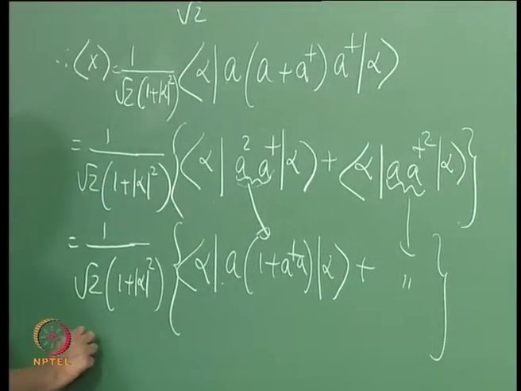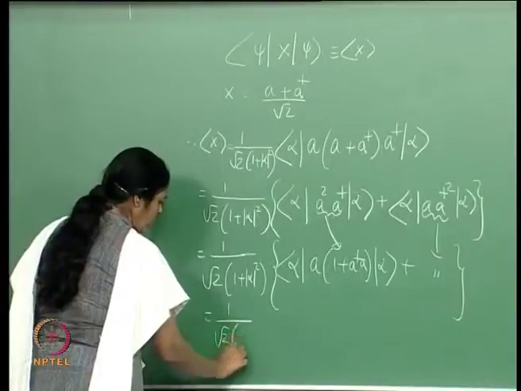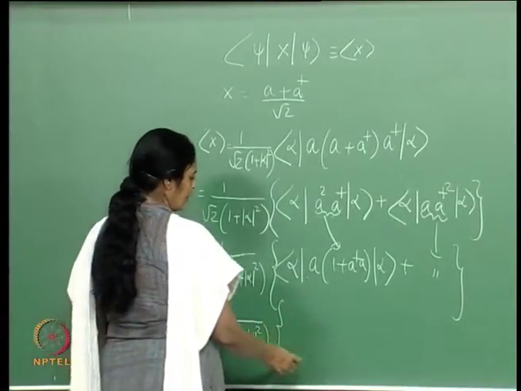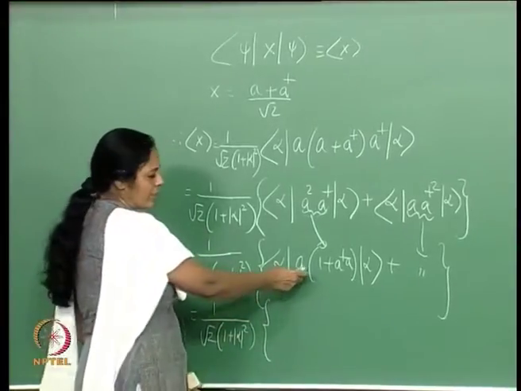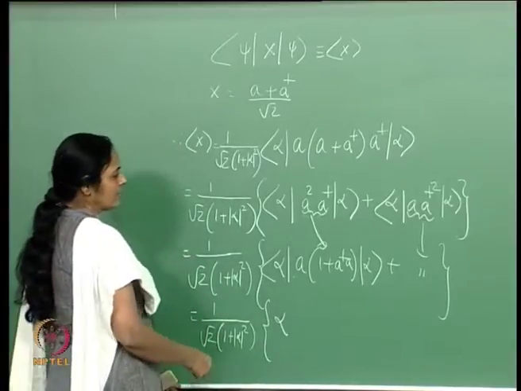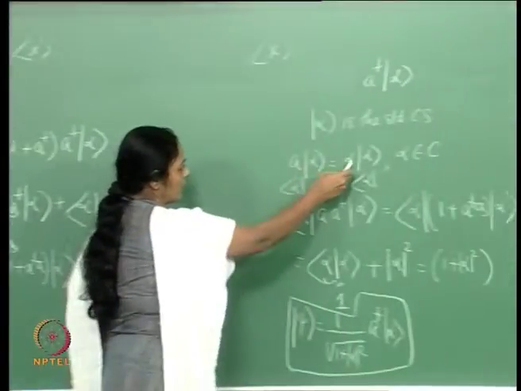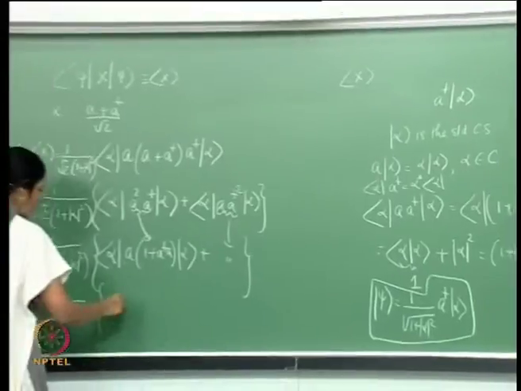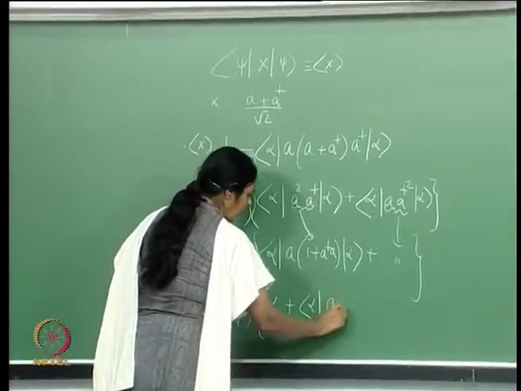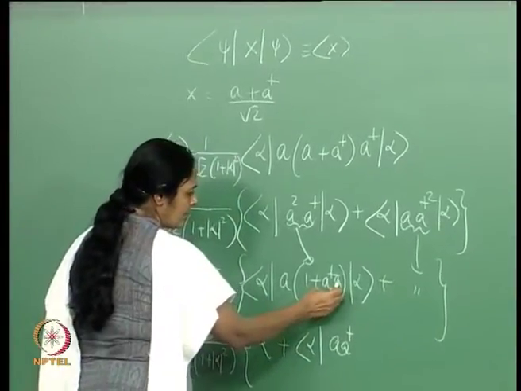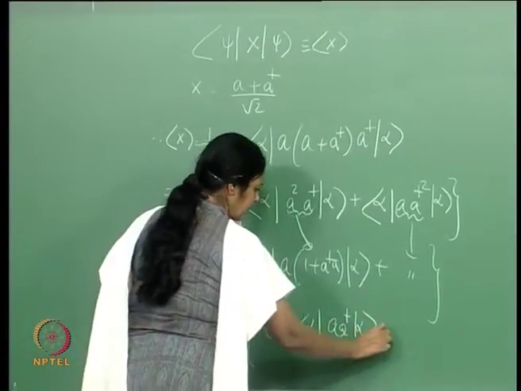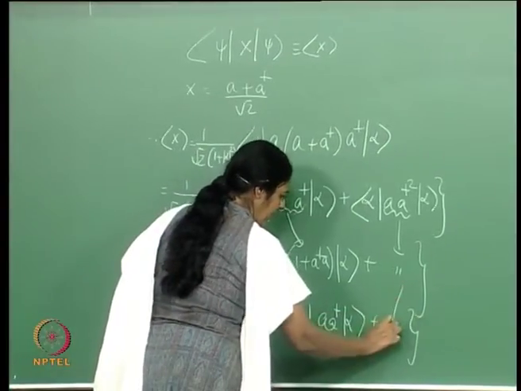And what do I get here? That is 1 by root 2 1 plus mod alpha squared. The first term is just the expectation value of A in the state alpha, and that just pulls out an alpha because of this property. The next is expectation value of A dagger. This A acting on alpha pulls out an alpha. So, that is what I have.